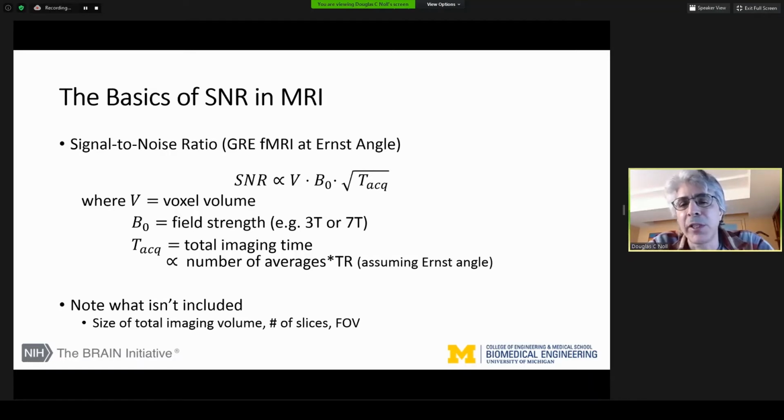And so for shorter TRs, we have smaller flip angles, and less signal for each of them, but then we have proportionally larger numbers of averages, right? And so it turns out that at the Ernst angle, this ends up being nearly a constant for most GRE imaging. Of note, some things are not included in that expression: the total imaging volume, the number of slices, the field of view. Those things don't really matter from the standpoint of the signal-to-noise ratio.